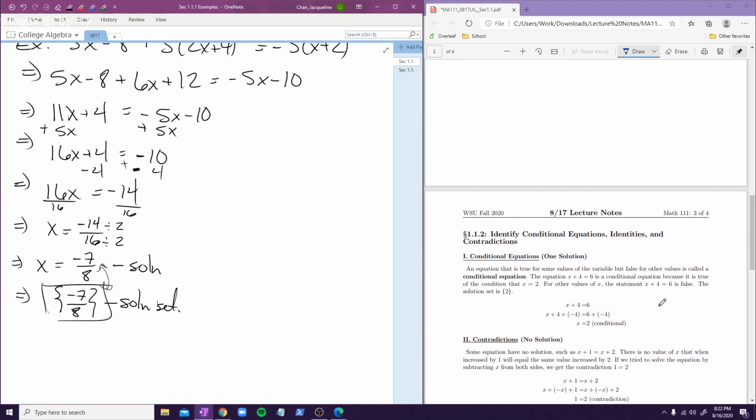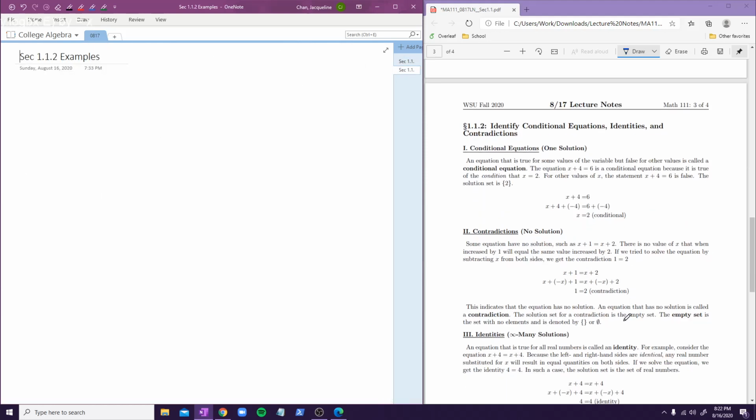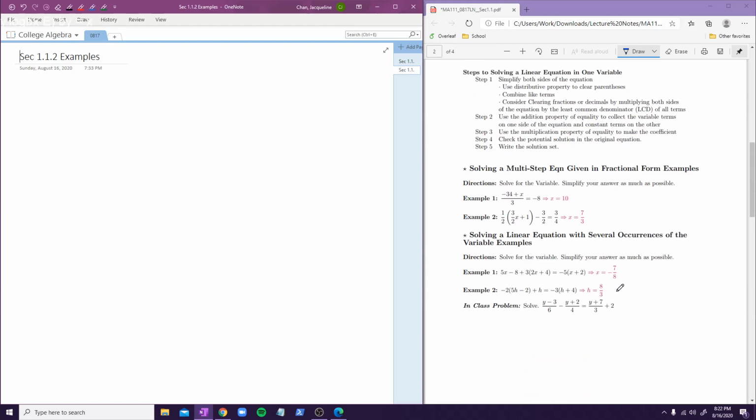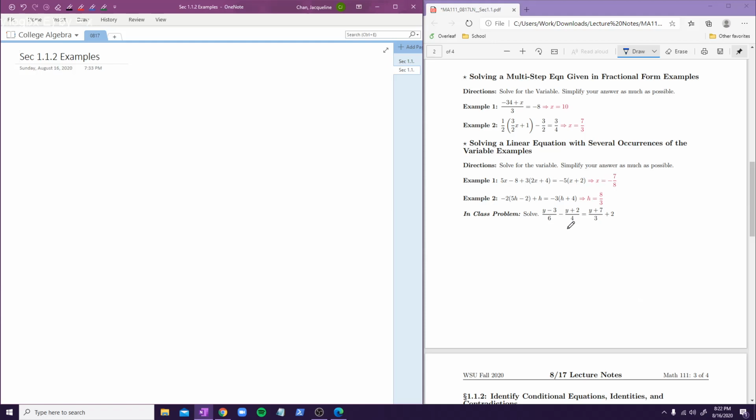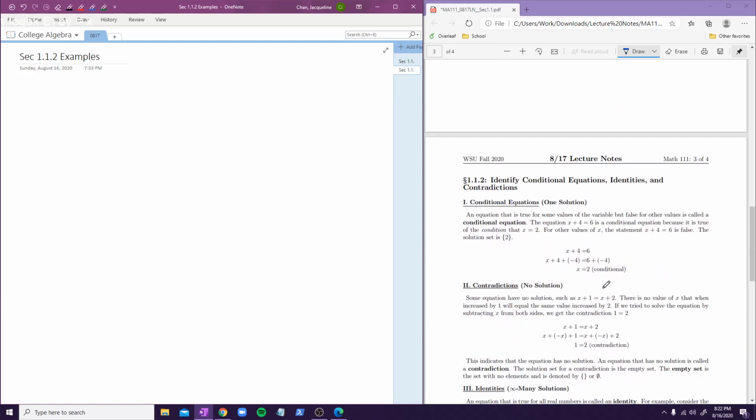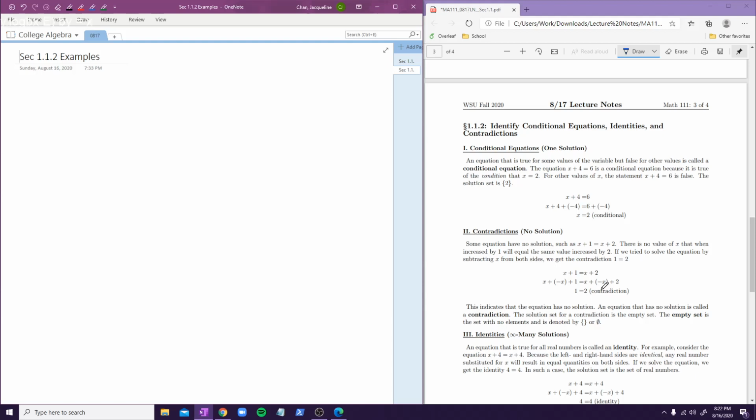All right, so now let's go on to section 1.1.2, which is identifying conditional equations, identities, and contradictions. So what is a conditional equation? A conditional equation is when it has one solution. Everything that we've been solving, these last 3 examples, are called conditional equations because they have one solution. So what does that mean? It is true for one solution, and for every other value, it's false.